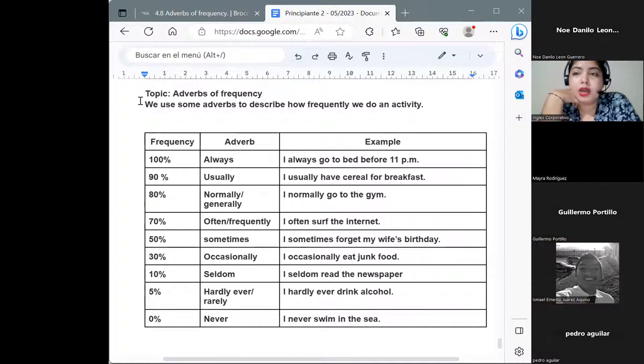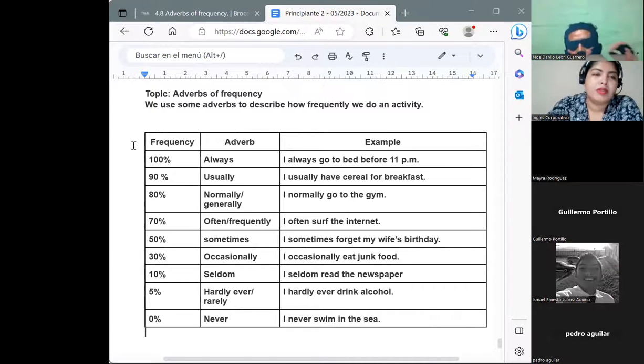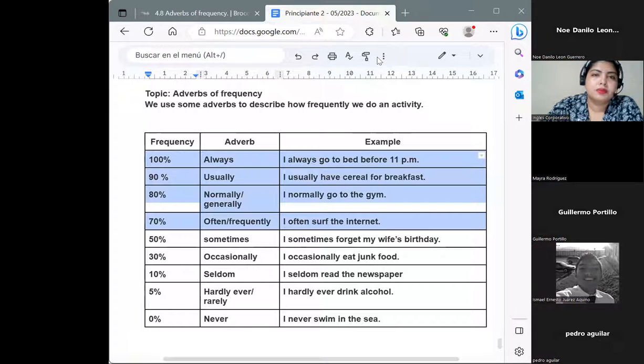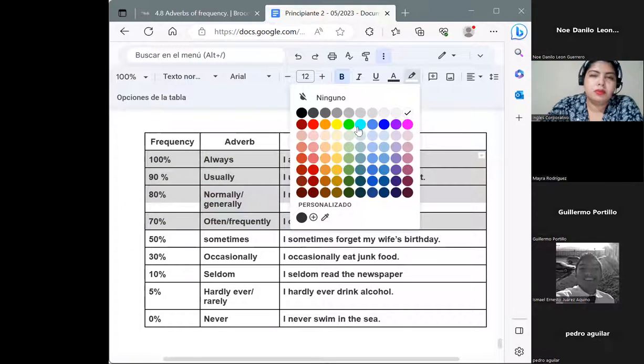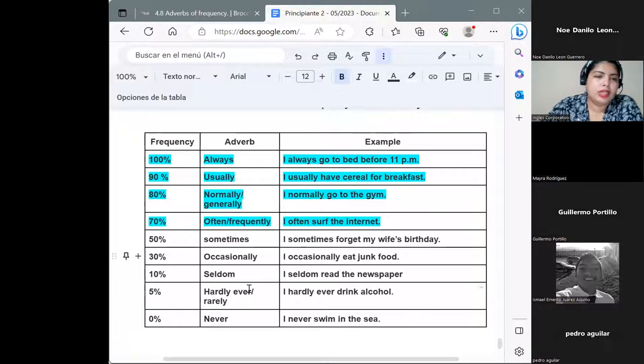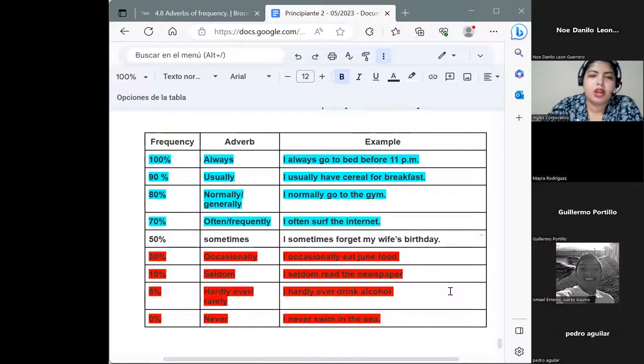And in this case, we have 100% and 0%, but also we have something in the middle, that is the 50%. We have words in this case that are positive. Vamos a marcar las positivas, que podría ser hasta aquí. I'm going to mark these ones with, let's see, light blue, I guess. Yeah, like this. And these ones with red, because these ones are negative. Y esta del medio va a ser amarilla.